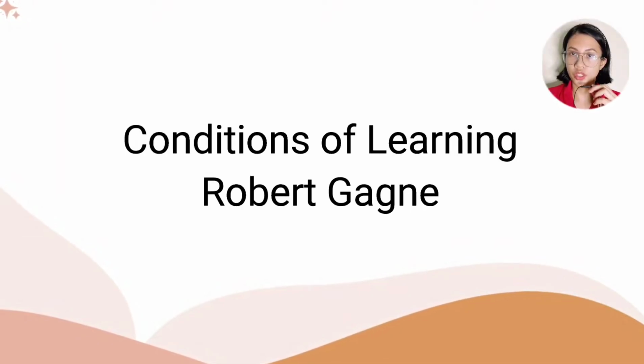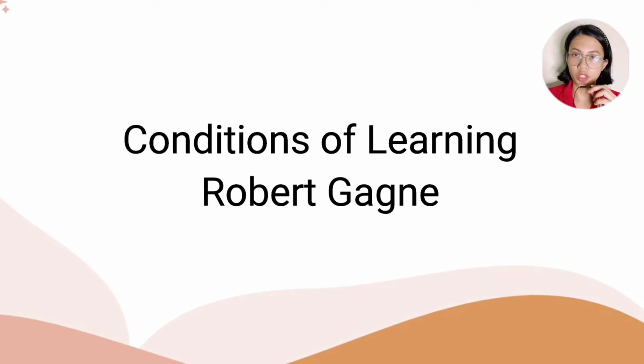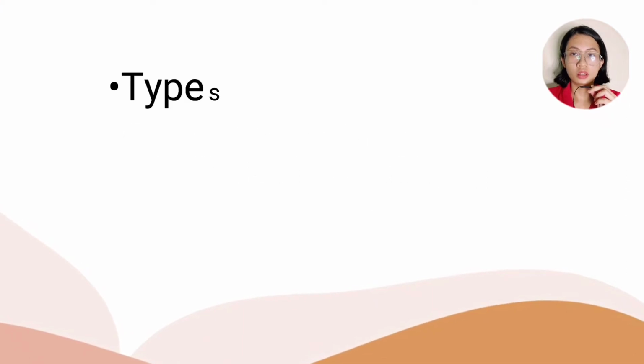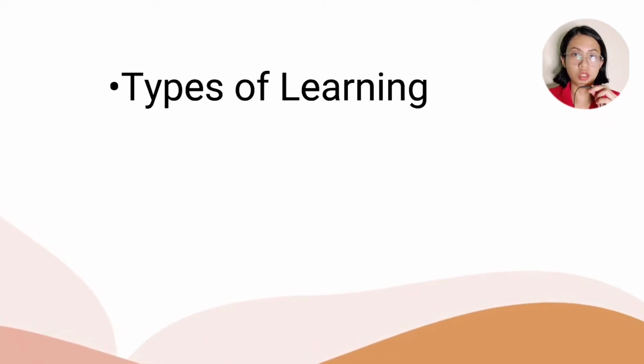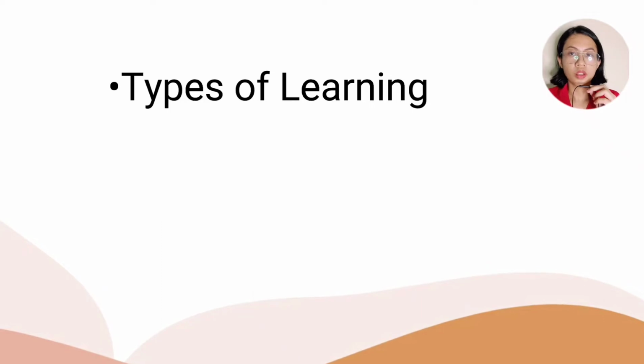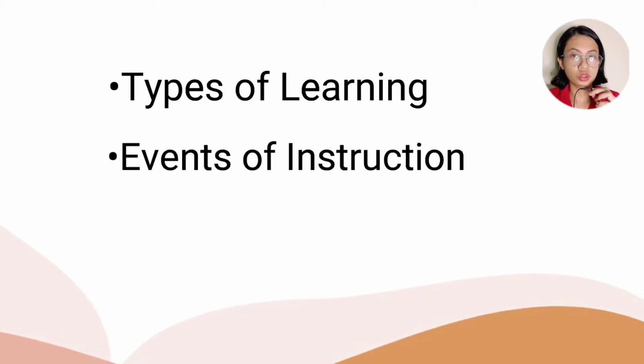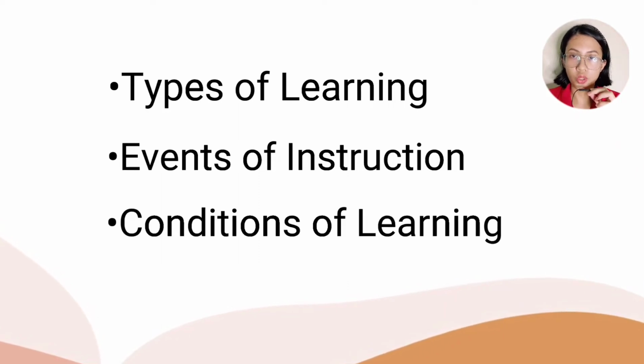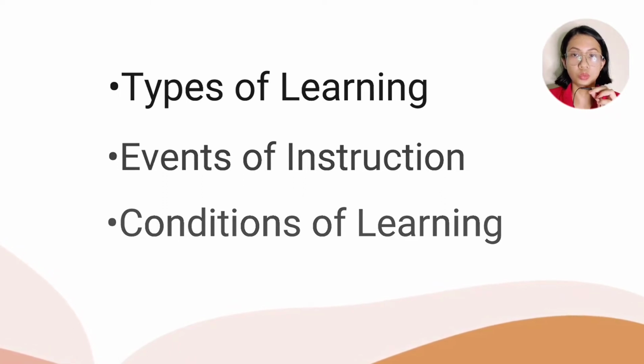Welcome to this video where I will talk about Robert Gagne's Conditions of Learning. In his book entitled Conditions of Learning, he talked about types of learning which describe desired goals of instruction, events of instruction which describes goal-relevant initial learner states, and conditions of learning which describe the transition process and instructional conditions that promote the transition.